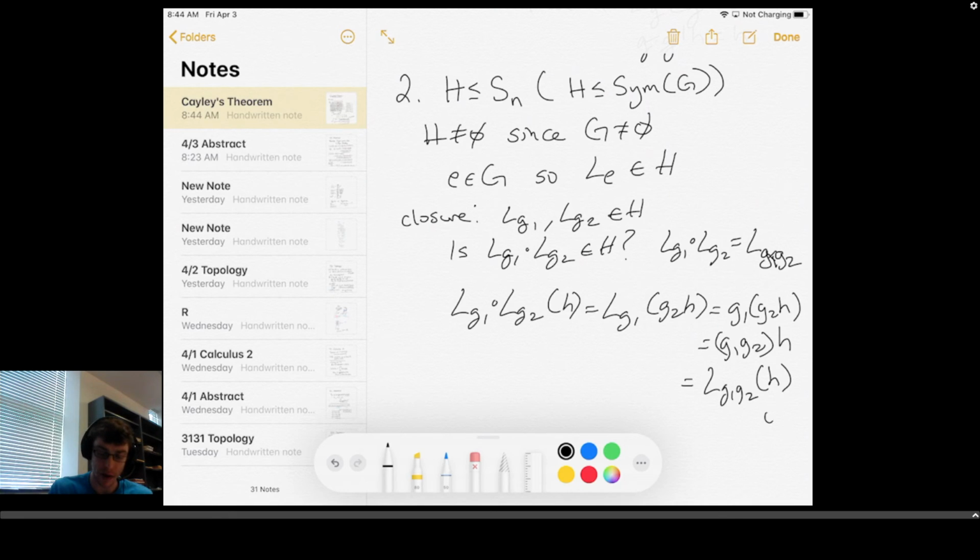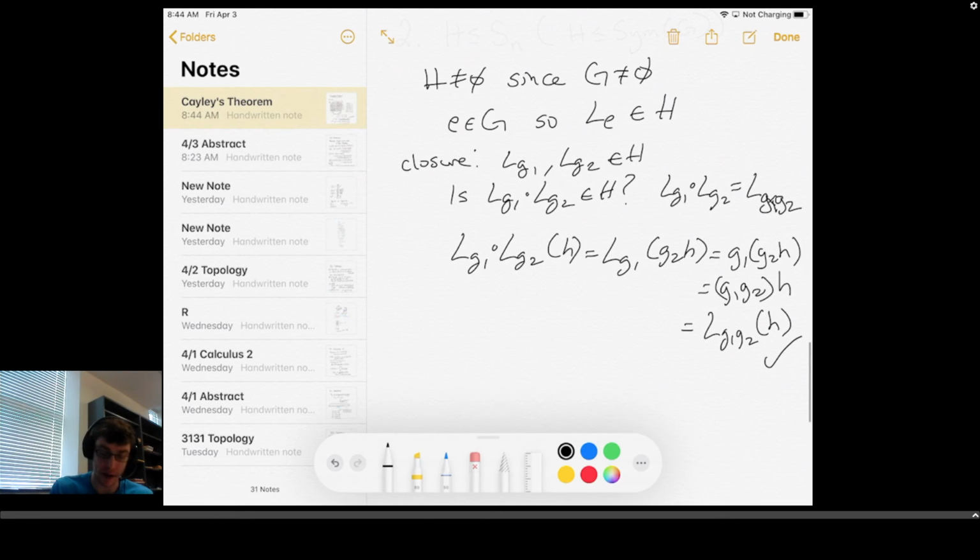So it is closed, right? This guy is still in H. Just more specifically, L_{G1} composed with L_{G2} is L_{G1G2}, which is in H. So basically you just track down, what is this left multiplication twice in a row? Well, it's just left multiplication by the product.